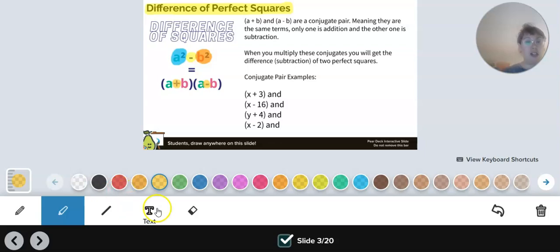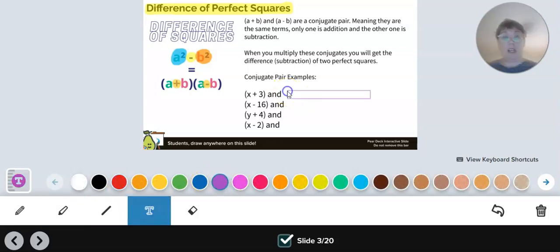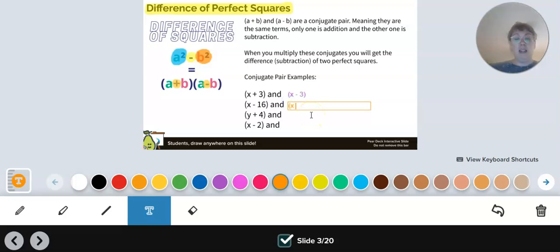So some examples of some conjugates. If we have x plus 3, the conjugate would just be x minus 3. If we have x minus 16, the conjugate would be x plus 16. If we have y plus 4, the conjugate is y minus 4. And if we have x minus 2, the conjugate is x plus 2. So just getting used to how we write these conjugates, and we'll see how this difference of squares works when we're factoring. So when you have this all set, push ahead to slide 4.